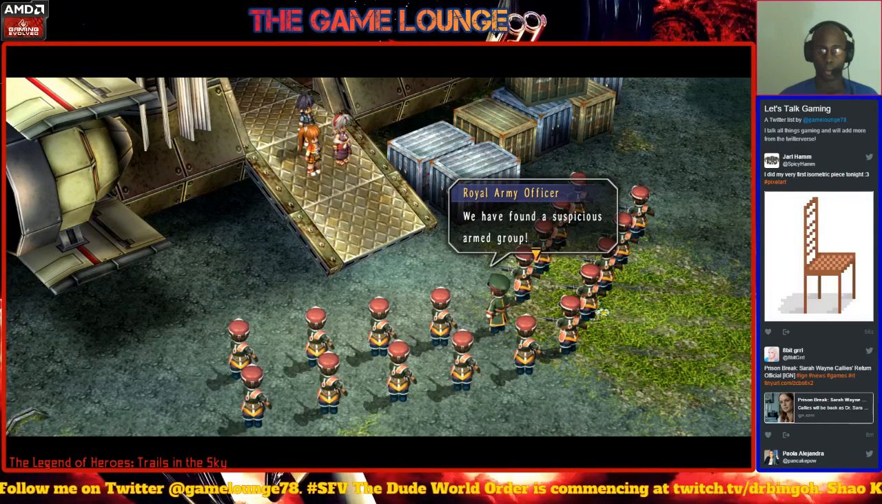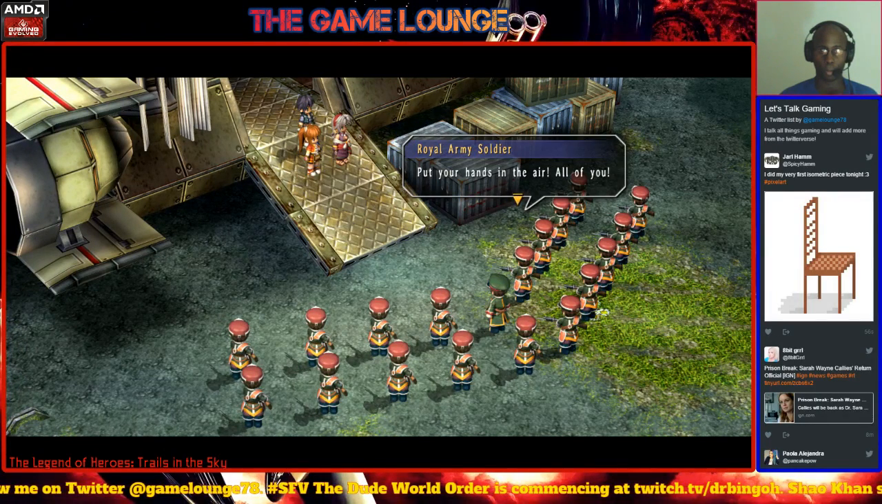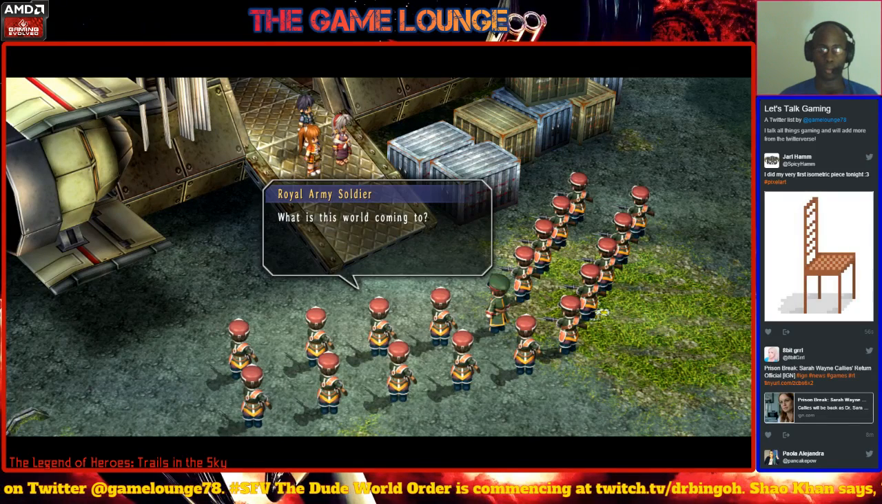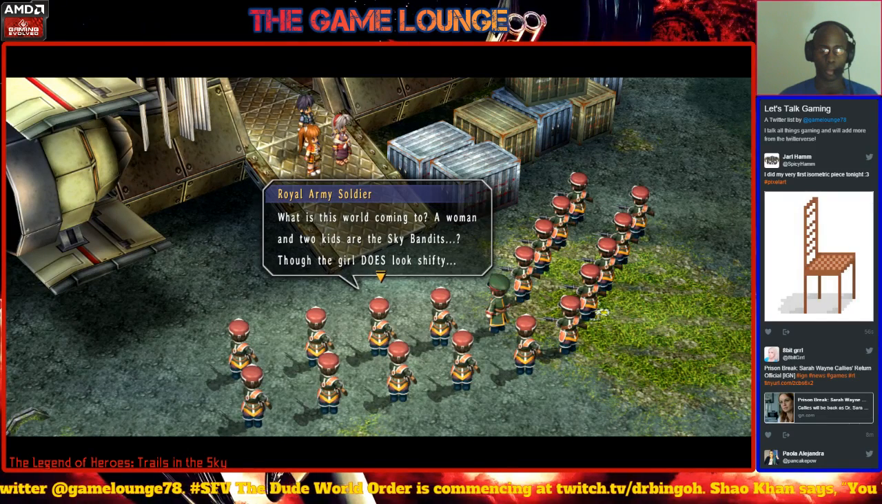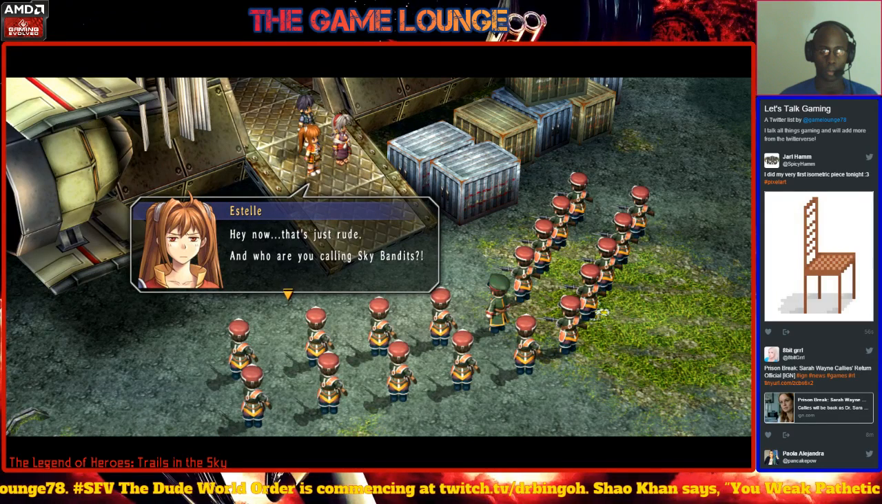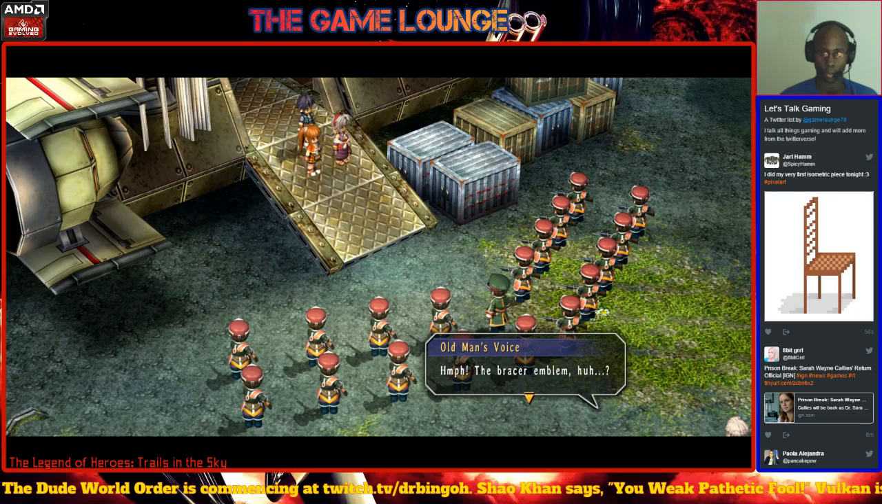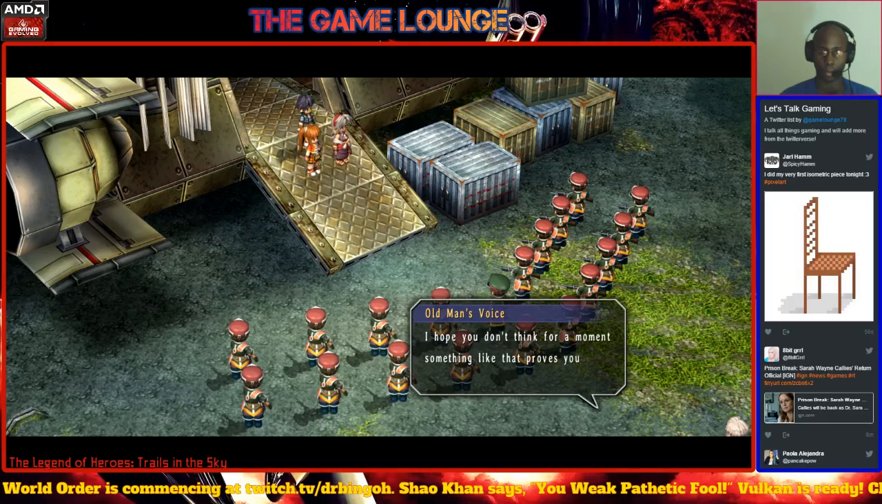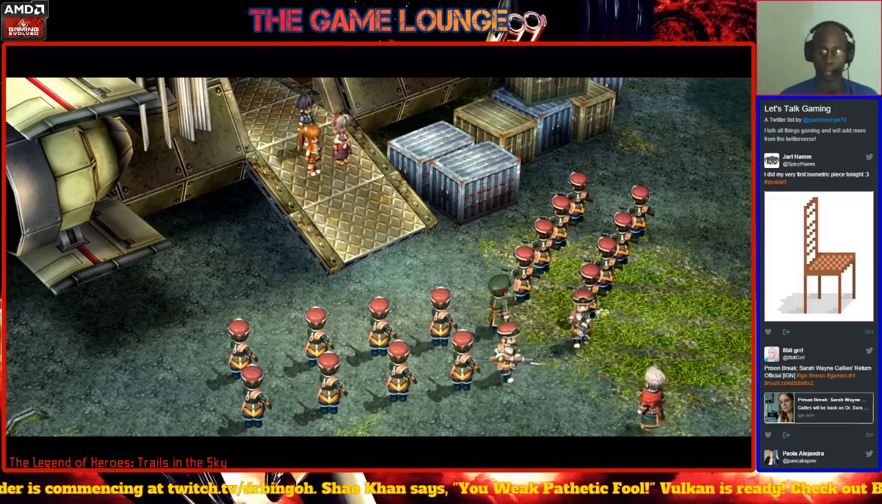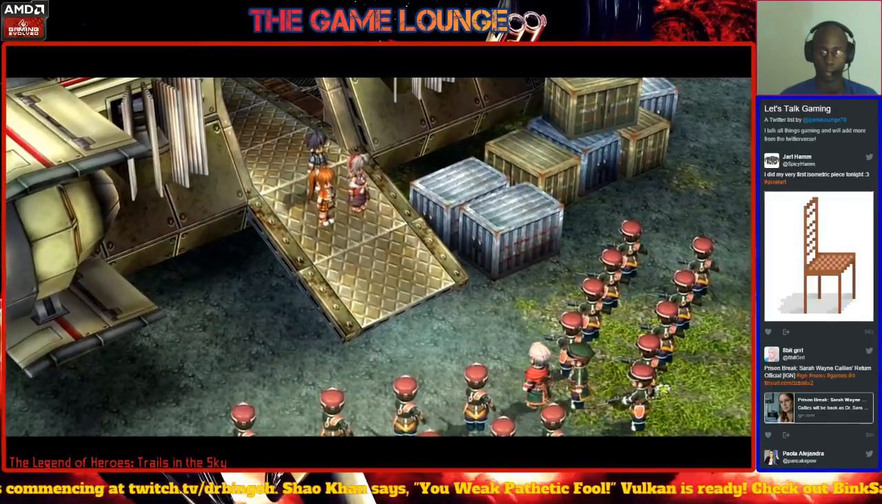We have found a suspicious armed group. Put your hands in the air, all of you. What in the world is this coming to? A woman and 2 kids? Are they the Sky Bandits? Though this girl does look shifty. Hey now, that's just rude. And who are you calling Sky Bandits? Can't you see this shiny emblem on my chest? The bracer emblem, huh? I hope you don't think for a moment something like that proves your innocence. Uh-oh. Oh boy.